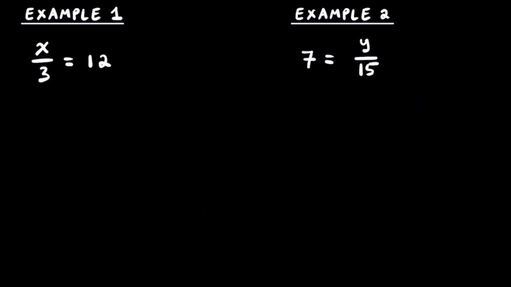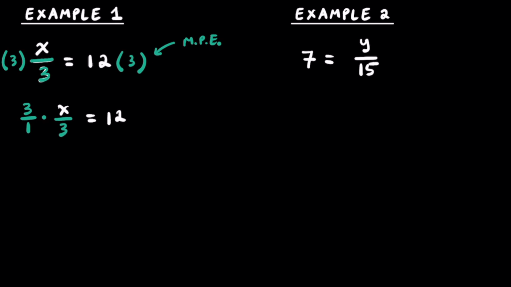For example 1, we have x over 3 is equal to 12. So when we have this fraction, remember that this over 3 is really just meaning x divided by 3. The inverse operation of dividing by 3 is going to be multiplying by 3, so we're going to go ahead and multiply both sides by 3. By doing so, we're using the multiplication property of equality. On the left side, 3 is just 3 over 1 multiplied by this x over 3 that we have on the left side of the equation, and on the right side we have 12 multiplied by this 3.